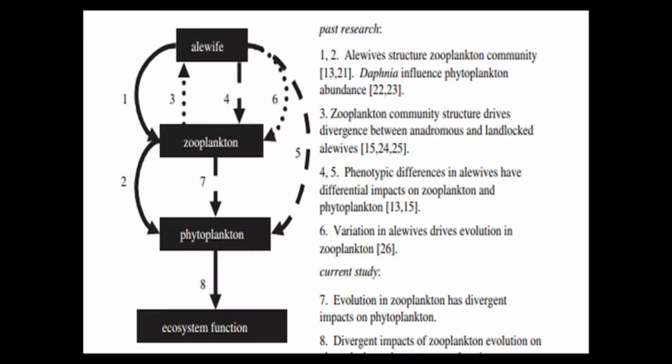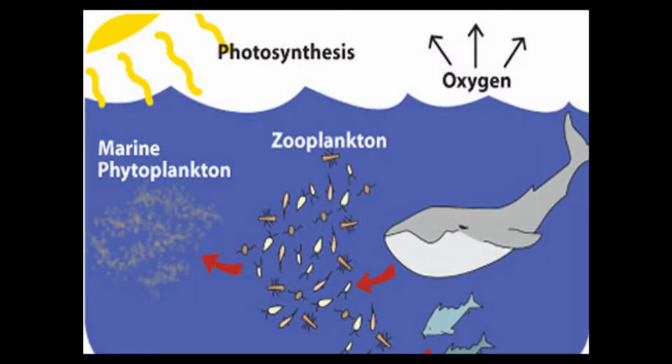This figure shows how each organism affects each other, which in turn affects the entire ecosystem function. The alewives consume the zooplankton, which causes the divergence between the anadromous and landlocked alewives. When the zooplankton are consumed, this affects the population of the phytoplankton, which in turn alters the ecosystem function. This picture shows the basic food chain of a marine environment.